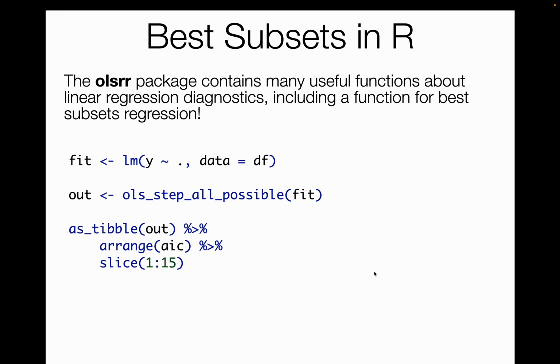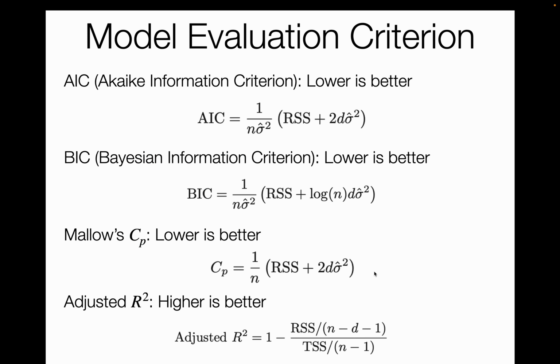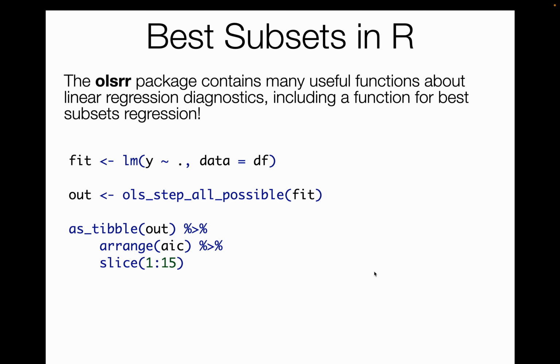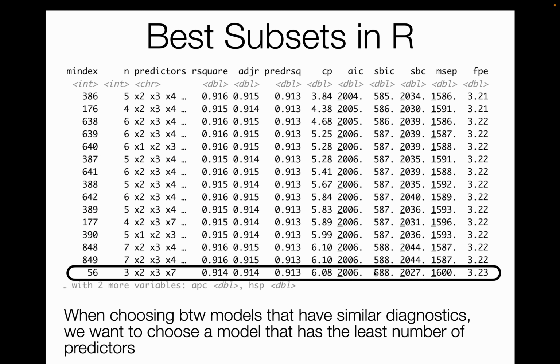Okay, and so what I did is I took the output, I made it a tibble, and I arranged it by lowest AIC. So lower AIC is better. Right? Lower AIC is better, as we see here. And for most of the evaluation criteria, lower is better. Okay, and here's the top 15. If you look at the AIC, the best one has an AIC of 2004 point something.